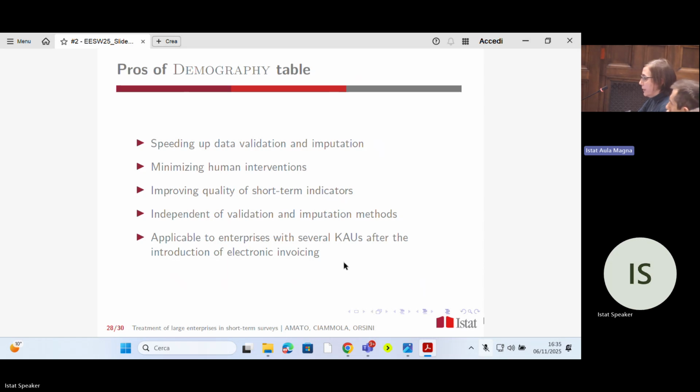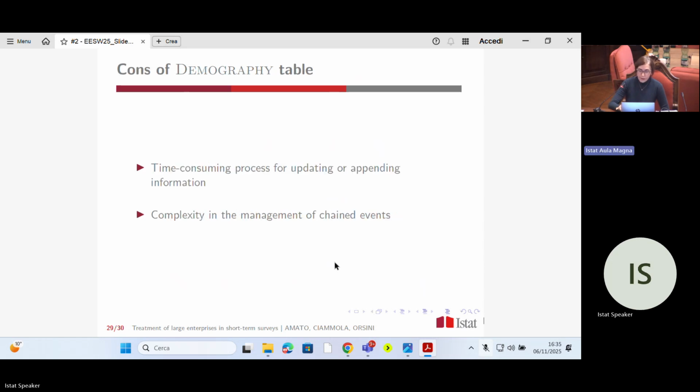the electronic invoicing is introduced. This is because invoices cannot catch information on kind of activity units and underestimate non-domestic turnover. The main con is the fact that they will require some time for updating or appending information, especially when chained events have to be managed.